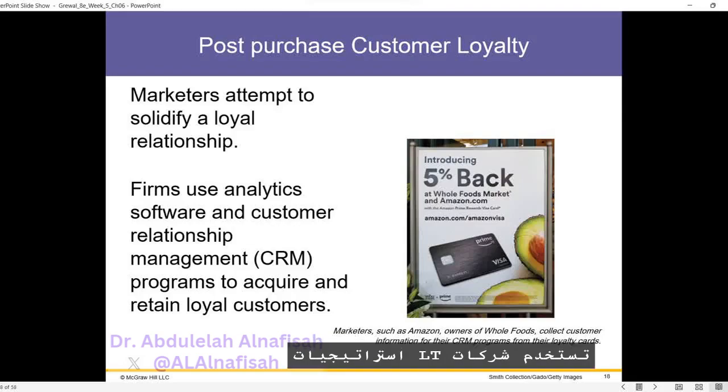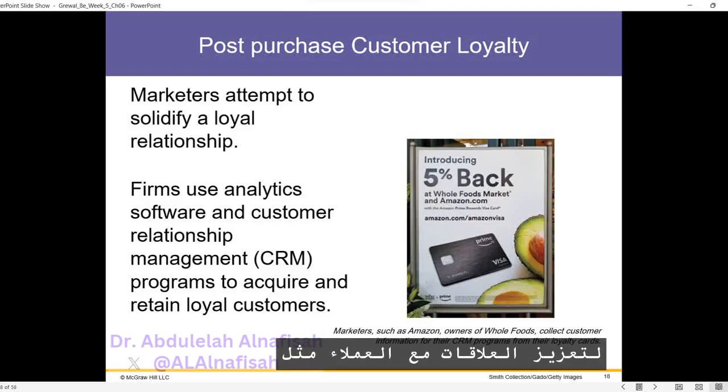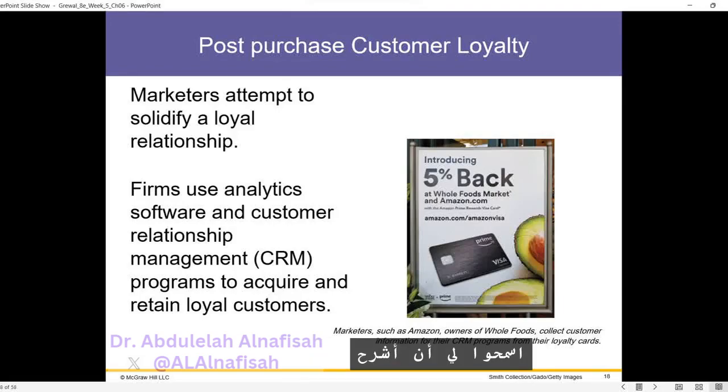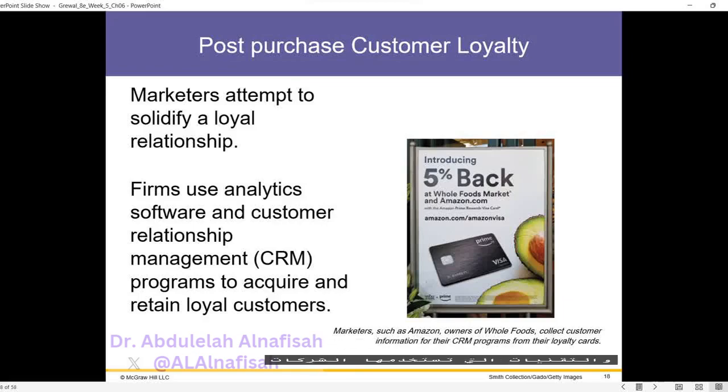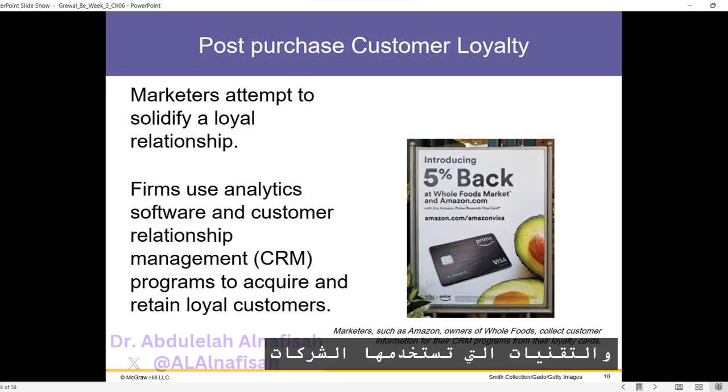Now, post-purchase customer loyalty. Companies employ strategies to enhance customer relationships, like applying customer relationship management. Let me explain the key points. Customer relationship management refers to the practices, strategies, and technologies that companies use to manage and analyze customer interactions and data throughout the customer life cycle.